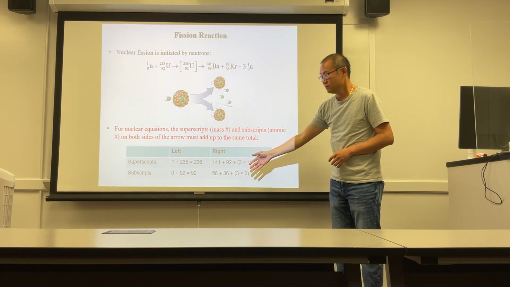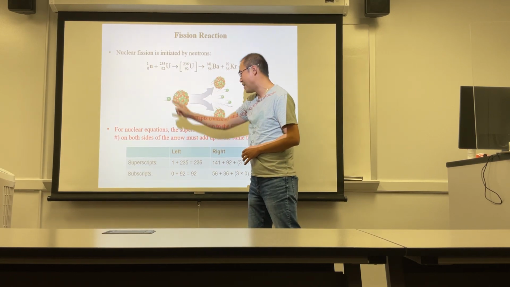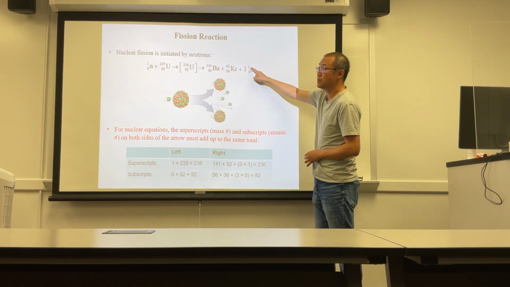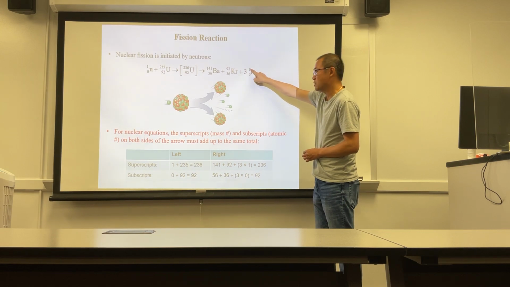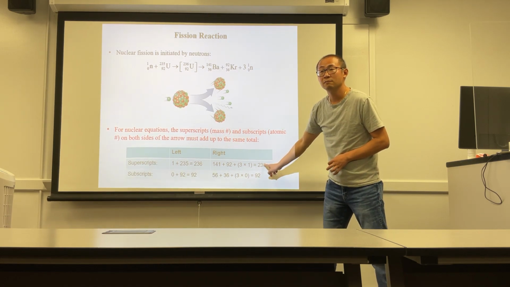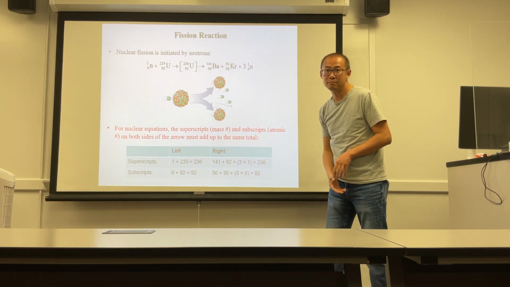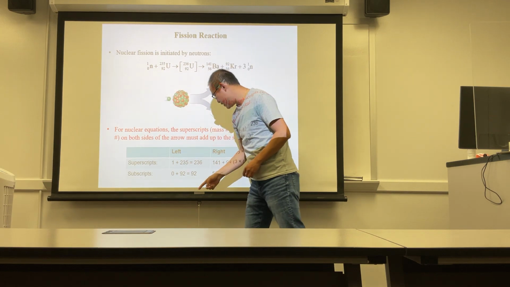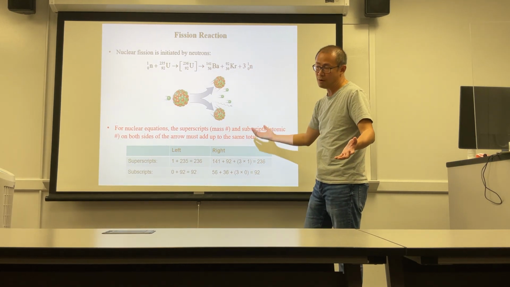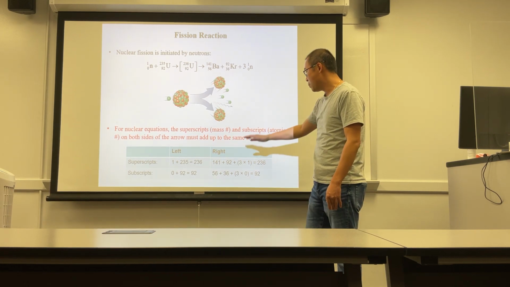Okay, I put it here. The superscript means what? The mass number, right? 1 plus 235 is what? 236. 141 plus 92 plus 3. Why 3? Because you got 3 neutrons. So 141 plus 92 plus 3 is 236. That means the mass number is balanced. The same for the atomic number, 0 plus 92, 92. 56 plus 36, 92. Neutron has no atomic number, so the neutron's atomic number is 0. Okay, that's why I put it in red.